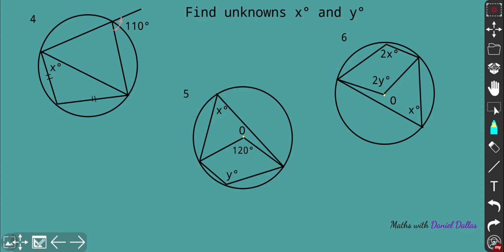So we have another problem. So you need to find unknowns x and y. In this case, you have two unknowns x and y. In the first problem 4, we don't have anything except for x. So let's get started. So we have again triangle, and x here is going to be the same as x here because that triangle is isosceles. So we have 110 degrees. So that means in quadrilateral, which is cyclic, this angle is going to be also, I'll use another color, this angle is going to be also 110.